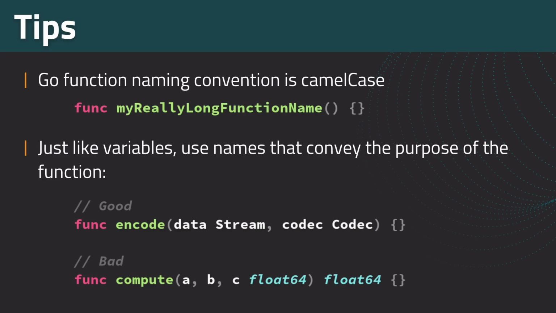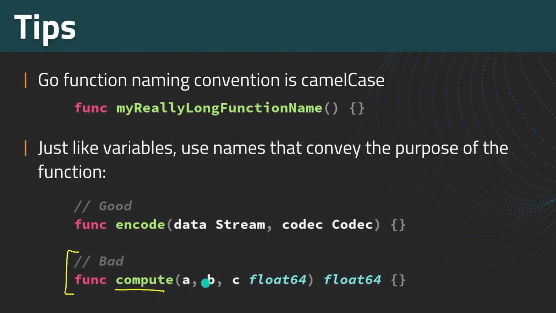The naming convention for functions in Go is camel case, so just like variable names. So we have the lowercase m to start the function name, then each word will have an uppercase letter. Just like variables, we'll want to use names that convey the purpose of the function. So here we have a good function name. The function name is encode, and we're going to encode some data, which is a stream, using the supplied codec there.